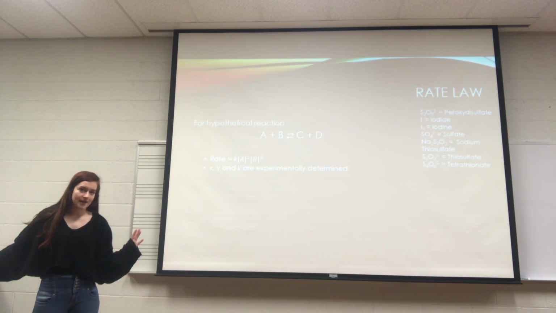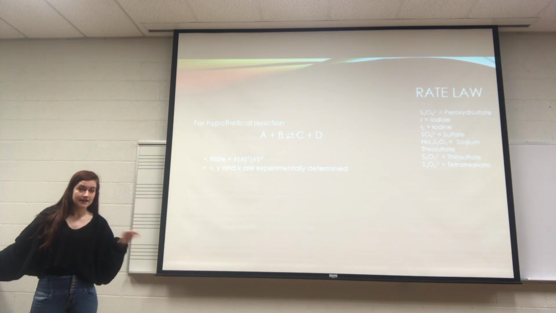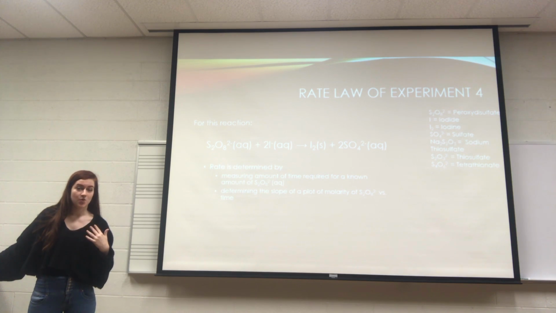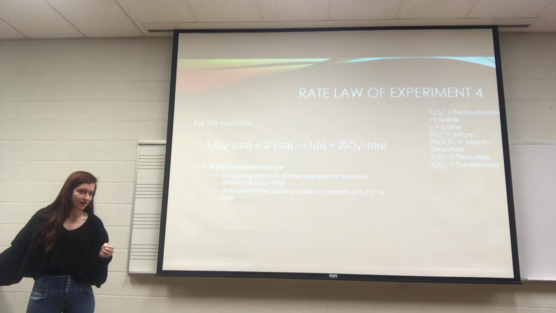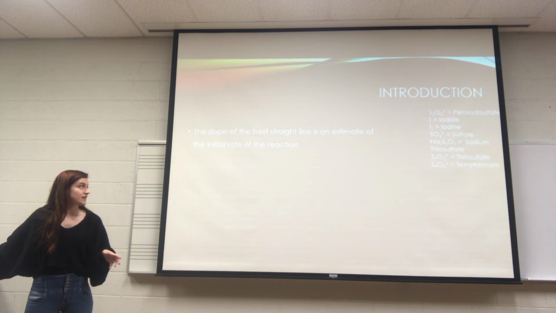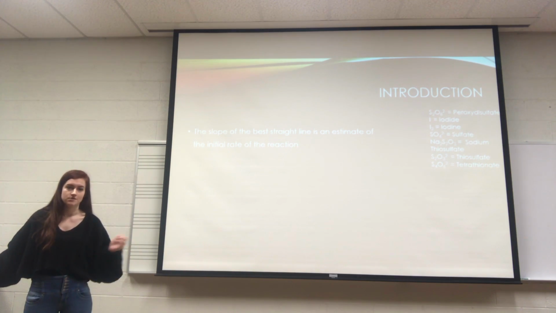So for a hypothetical reaction of A plus B yielding C plus D, the rate would be k times A to the power of x times B to the power of y, where x, y, and k are all experimentally determined. For our reaction, rate is determined by measuring the amount of time required for the peroxydisulfate to react and determining the slope of the plot of molarity of peroxydisulfate versus time, which I'll show you in a moment after we collect our data. The slope of the best straight line is going to be an estimate of the initial rate of the reaction, and I'll show you how we get that from the slope also.